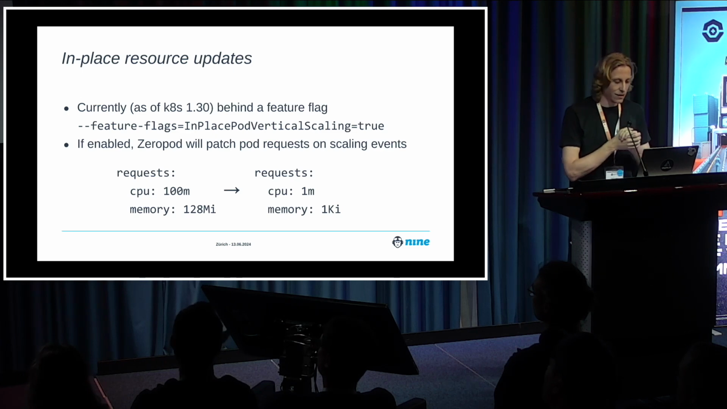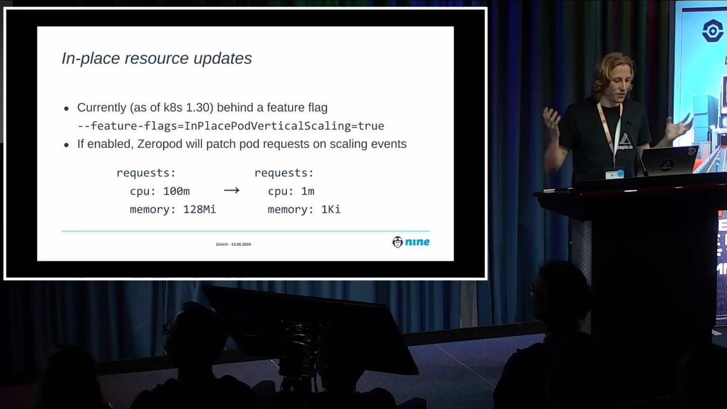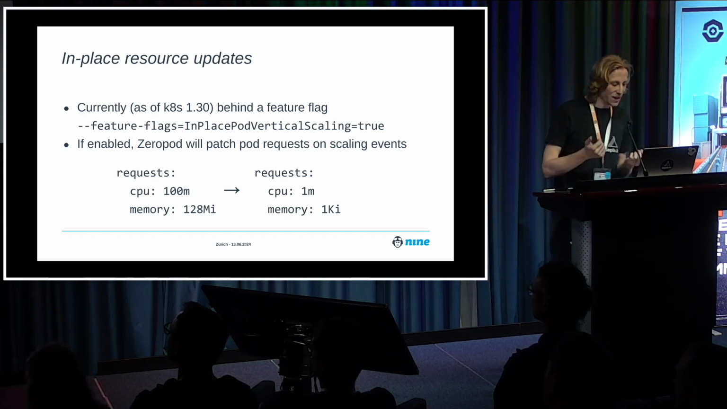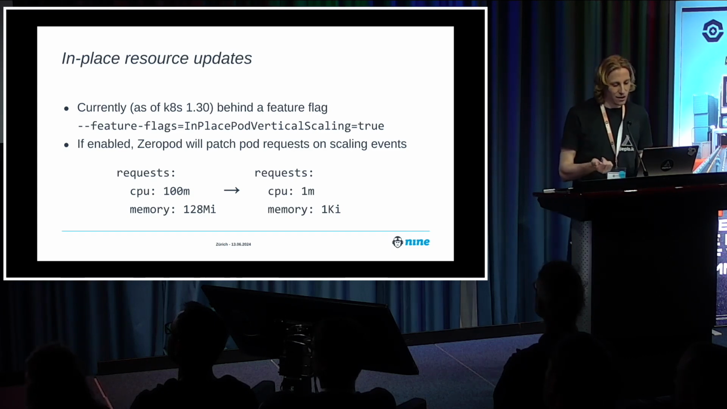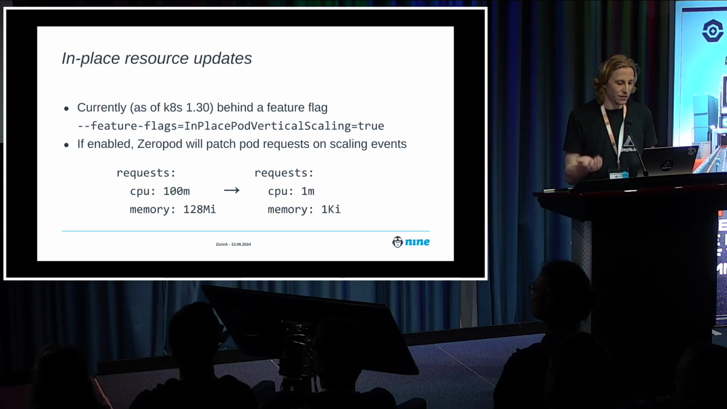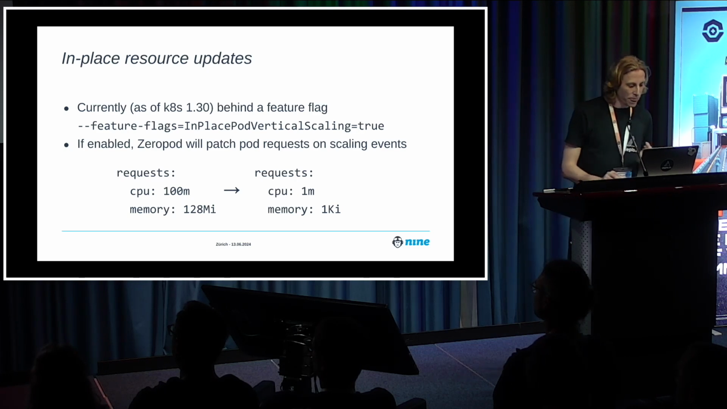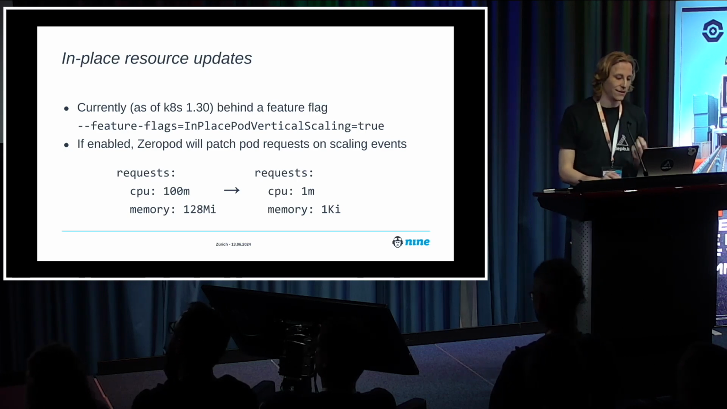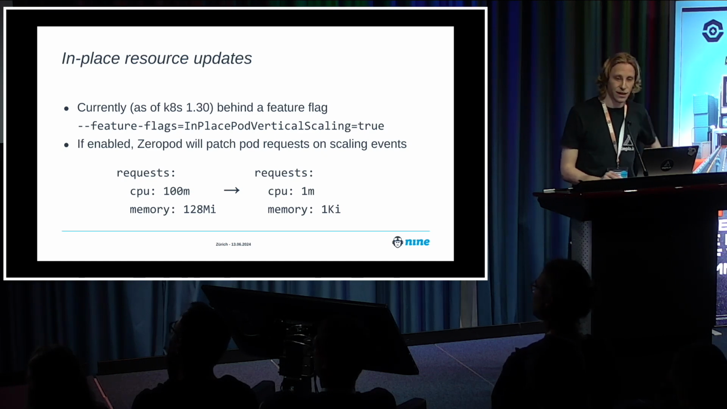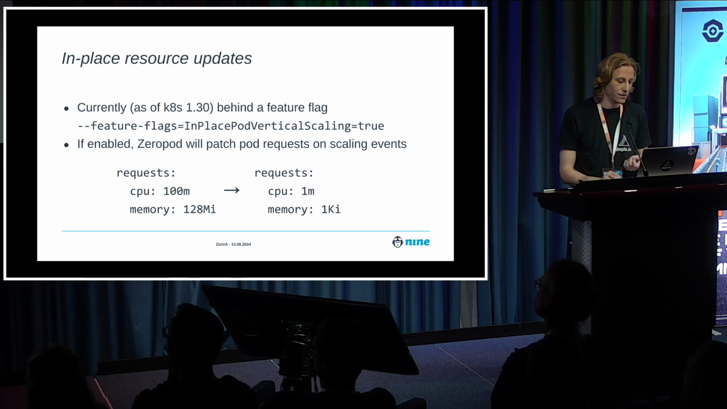So now you might be asking, when you scale down a container in Kubernetes, it appears like the container is still running. It's sort of that hacky workaround I had to do to make this work. So Kubernetes thinks the pod is still running, but what do you actually do with the resource requests? If an application requests 100 millicores and, in this example, 128 megabytes of memory, you actually want to scale that down as well. And there's a nice feature flag, as of Kubernetes 1.30, it's still behind the feature flag. But if you enable that, Zero Pod will automatically patch the pod requests on scaling events.